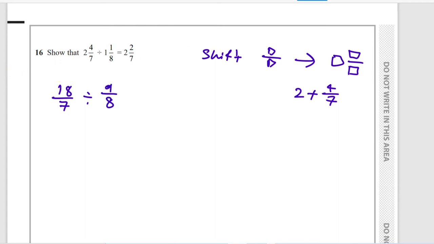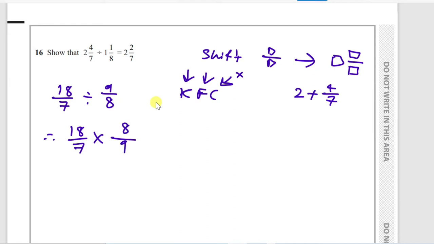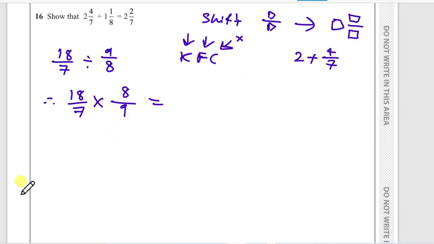Okay? Now, when you're dividing fractions, you will use a KFC method. KFC tells us that we need to keep the first fraction, flip the second one, and then change the sign to divide to times, yeah? So that means we keep the first fraction, change the divide to times, and flip that to 8 over 9, so upside down. So you're going to have 18 times 8. So you multiply across here. 18 times 8 will give us, let's see, 144. And then bottom line, 7 times 9 will give us 63.